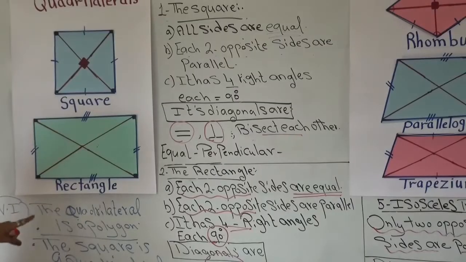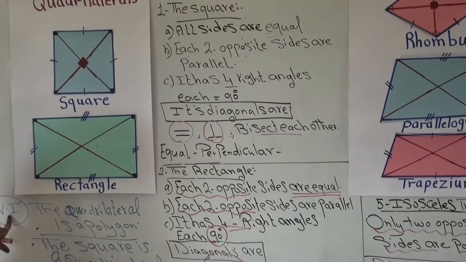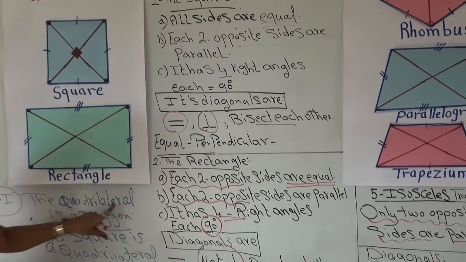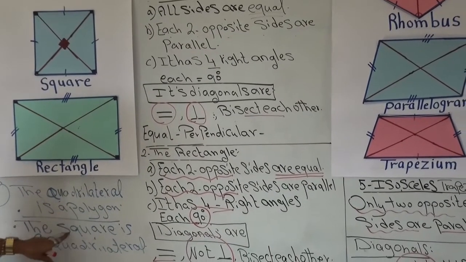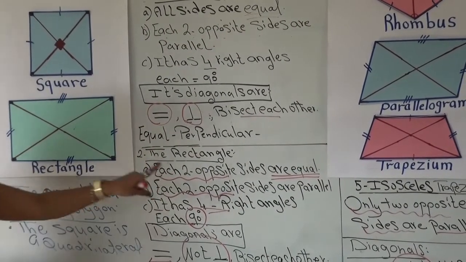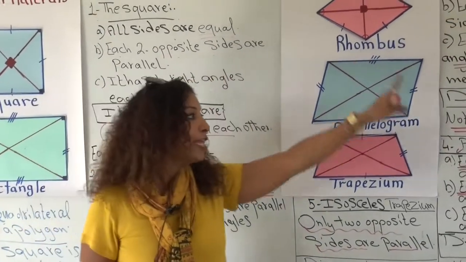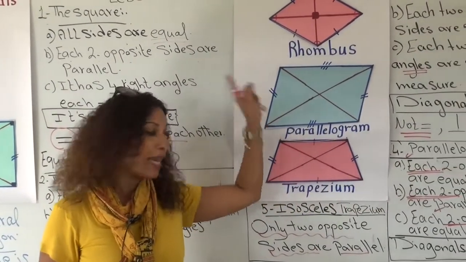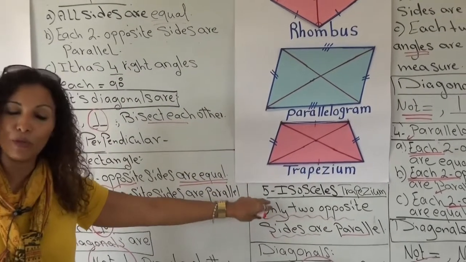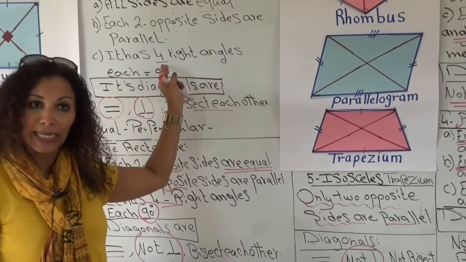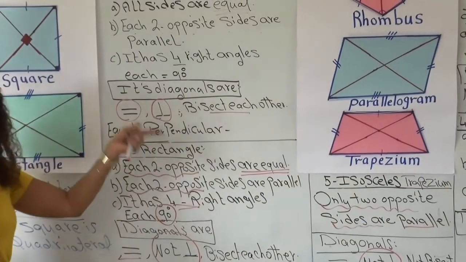Okay, so we have to take here a very important note. The quadrilateral is a polygon, but the square is a quadrilateral. The rectangle is a quadrilateral. The rhombus is a quadrilateral. The parallelogram is a quadrilateral. And the isosceles trapezium or trapezium is a quadrilateral. Okay? But the quadrilateral is a polygon.